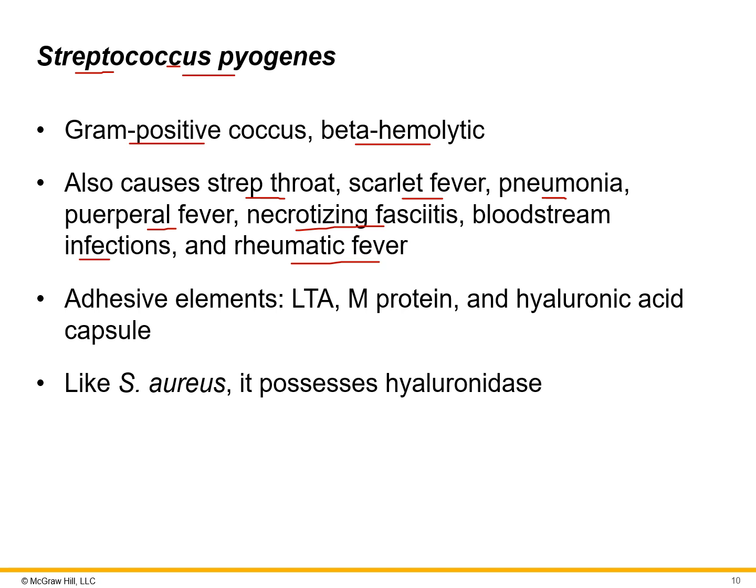Now, some of its virulence factors include its ability to adhere. It actually coats itself with host protein, so it doesn't look foreign, and it evades the immune system with those M proteins. It also makes hyaluronic acid. Again, it can break down the connections between connective tissues, which allows it to spread and cause disease.